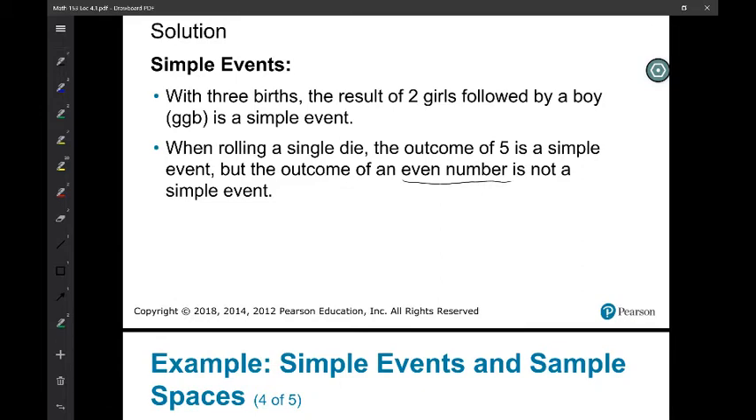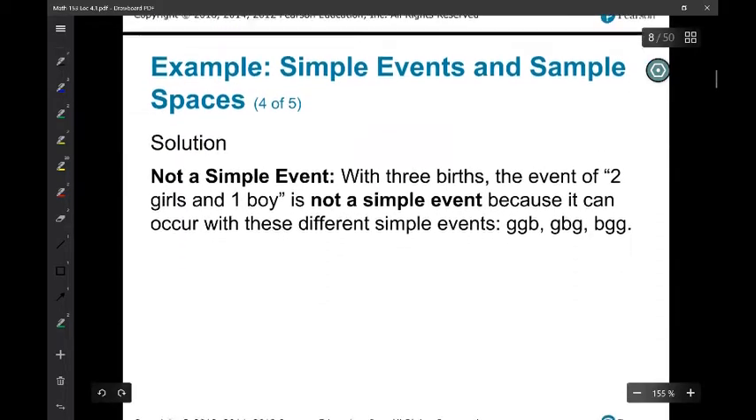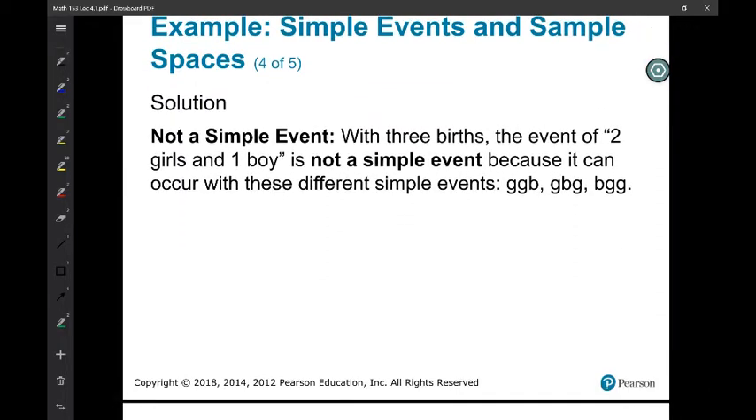However, the outcome of rolling a 5 is only realized when you roll 5. With 3 births, the event of 2 girls and 1 boy is not a simple event because it can be realized in these several different ways here.